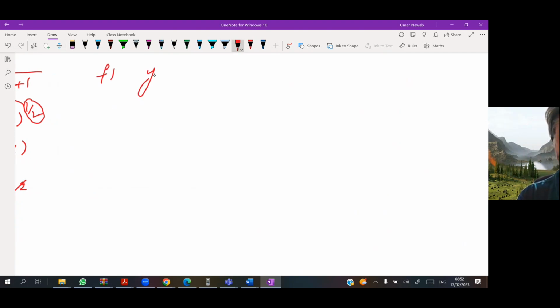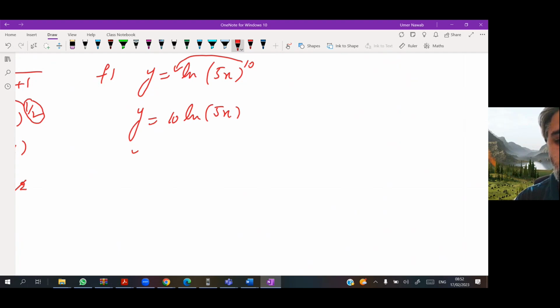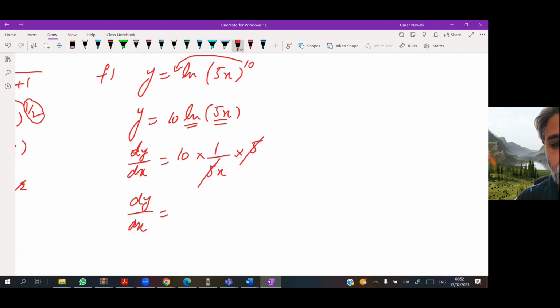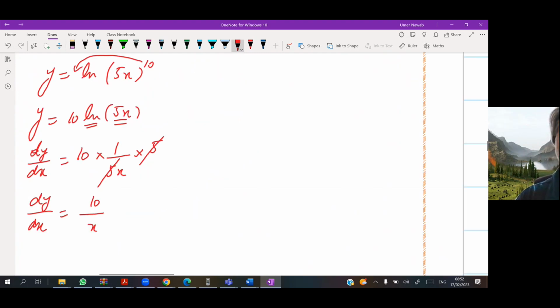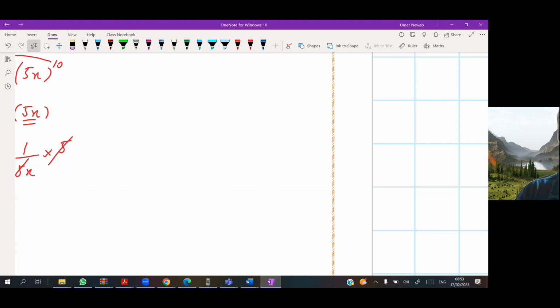In the F part, y is equals to ln of 5x whole power 10. I can apply the power property. The 10 goes back. 10 ln of 5x. Now I'm ready to apply differentiation dy by dx. 10 as it is, coefficient. ln means reciprocate your argument. And then the further derivative of 5x is 5. Now 5 cancel with 5. I will get dy by dx equals to 10 over x. Then we go to the G part.